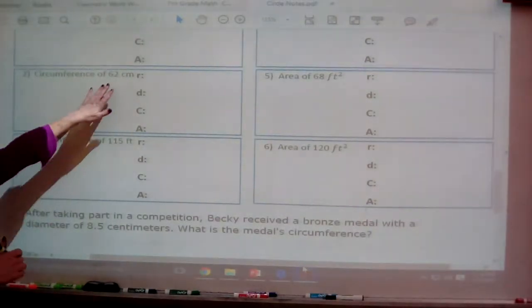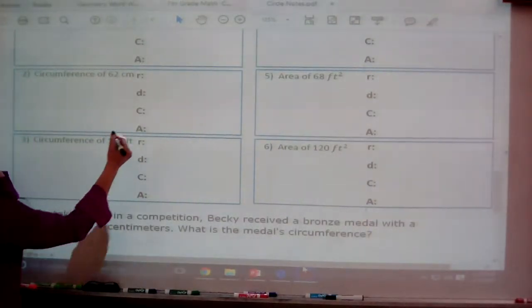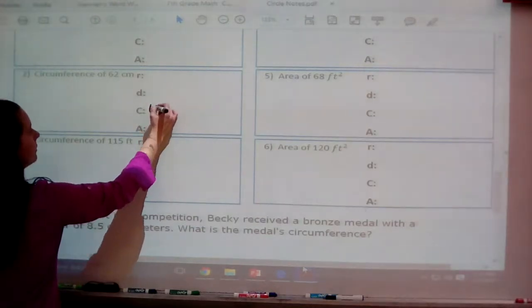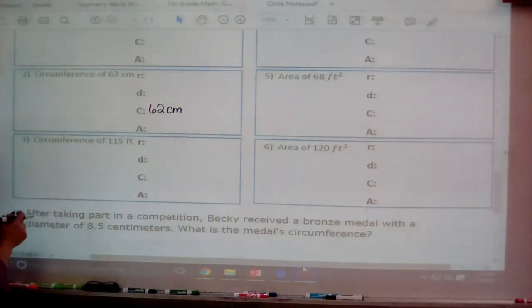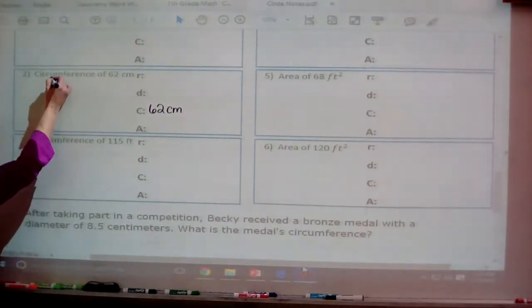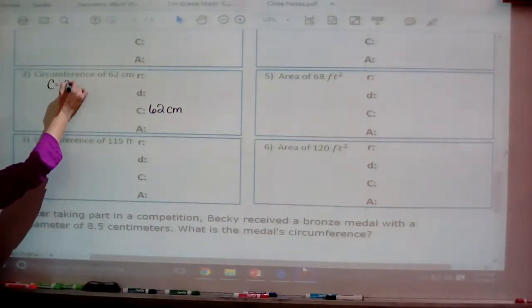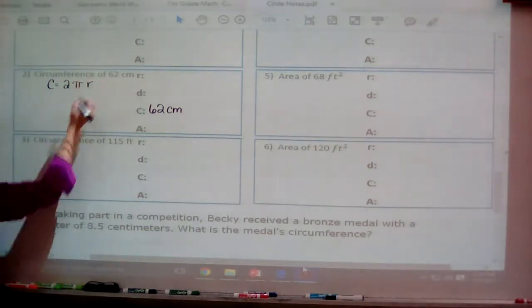To start with, they give you the circumference of 62 centimeters. So I'm going to go ahead and fill in my 62 centimeters next to my C. My formula for circumference is C equals 2 pi r.